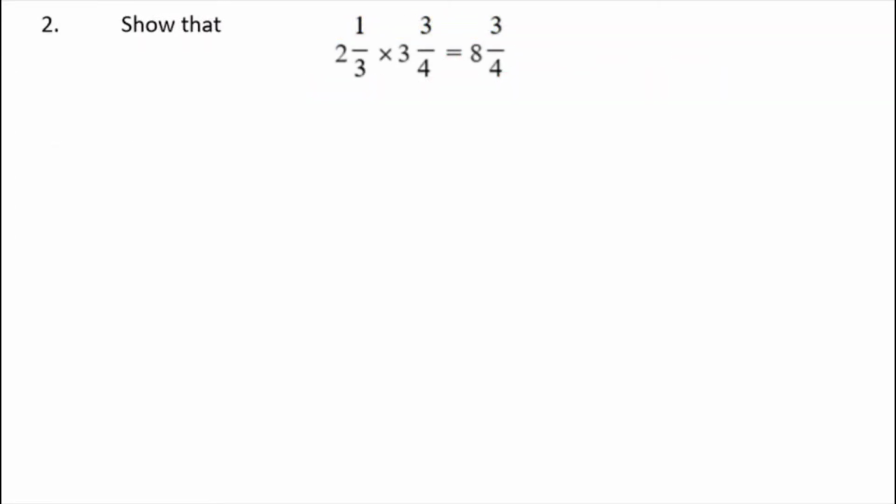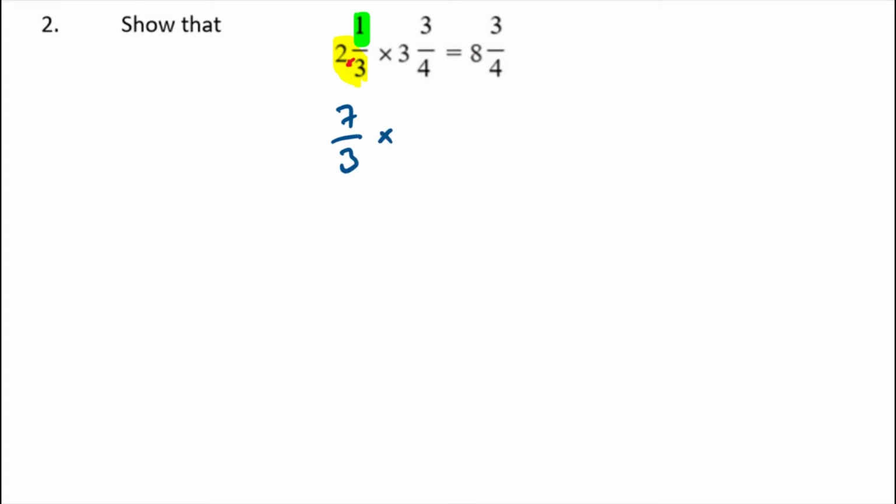Show that 2 1/3 times 3 3/4 is 8 3/4. Okay, let's do that. So if I'm going to multiply numbers together, mixed numbers like this, it's much easier to rewrite them first as improper or top-heavy fractions. We can do that by multiplying these two numbers together. So we times the whole number part with the denominator, and then we add on the numerator part. Okay, and that will tell me the numerator of my new number. So 2 times 3 is 6, plus the 1 is 7. So 2 1/3 is the same thing as 7/3.